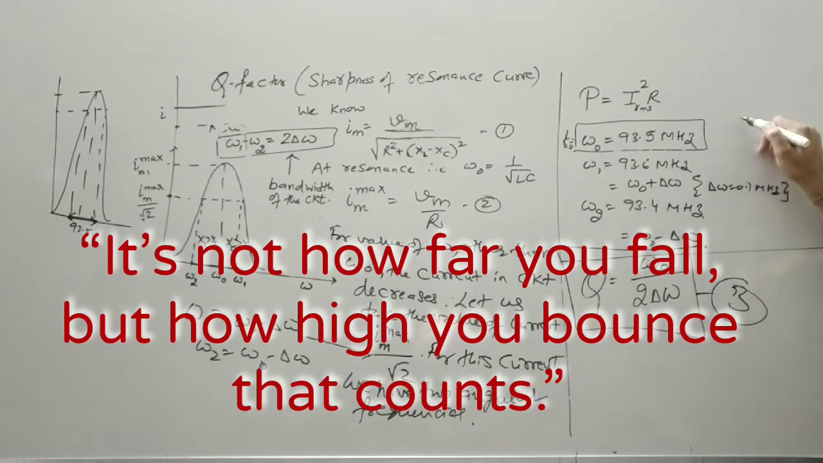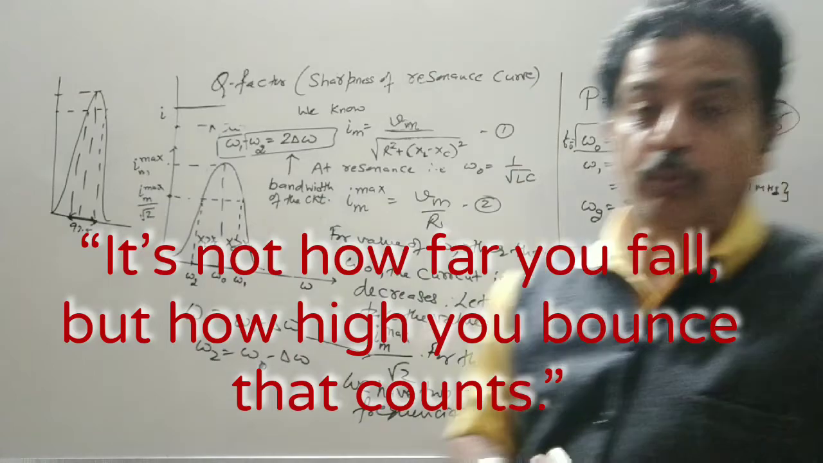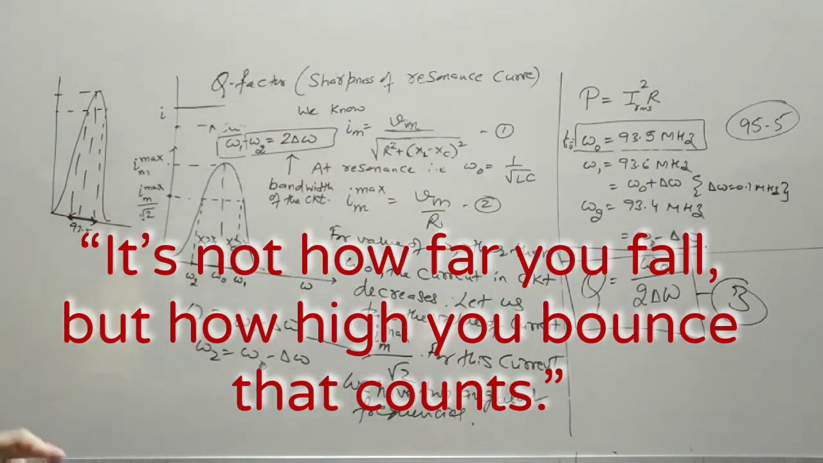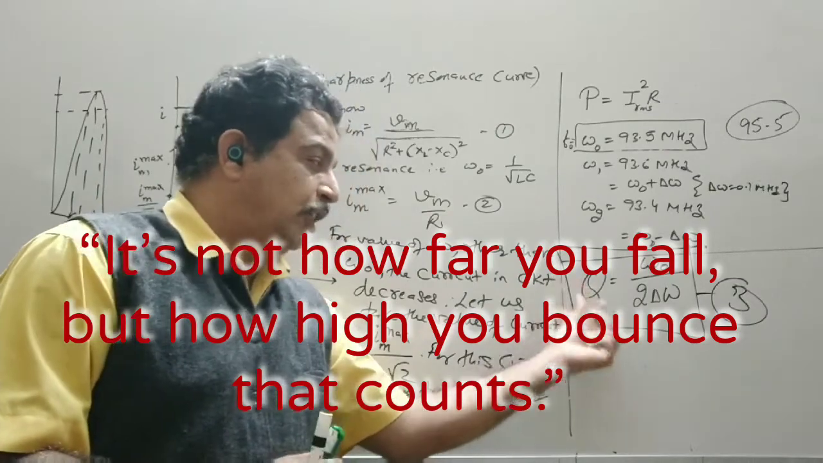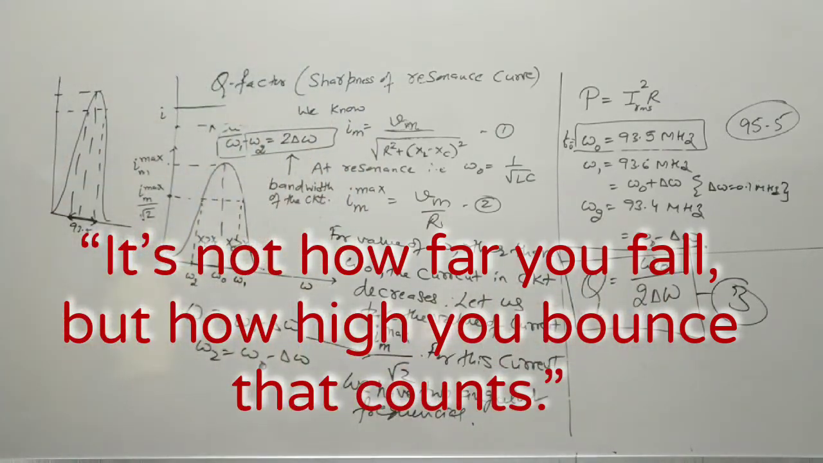It means if we take another station, this is 93.5, if I take a station 95.5 megahertz, the frequency of this is more, so the quality factor of this station is more as compared to 93.5. So we have directly written the formula that Q is equal to omega naught by 2 delta omega.